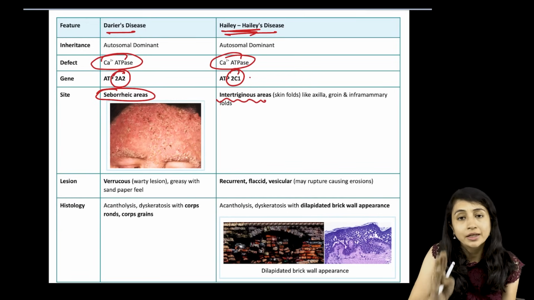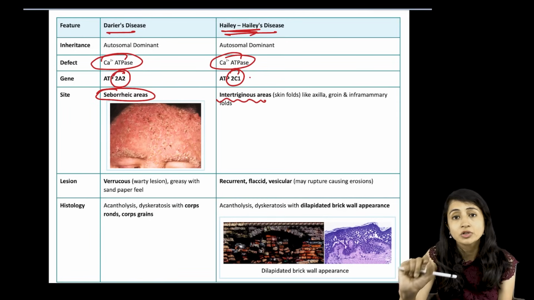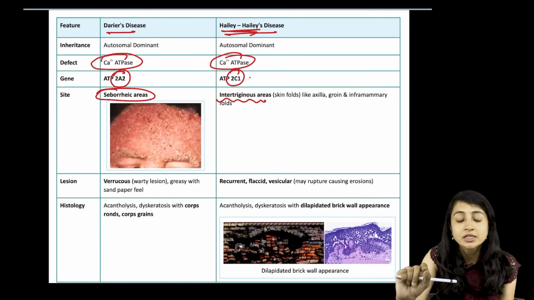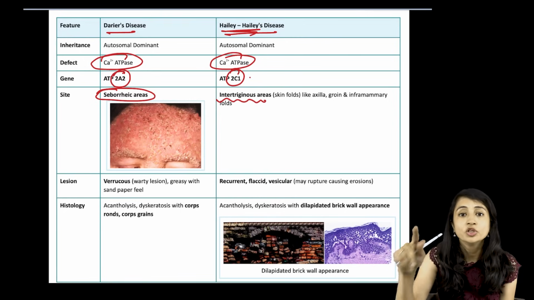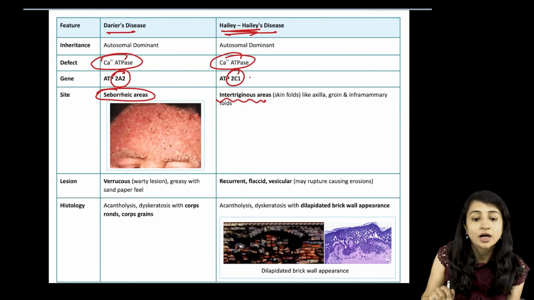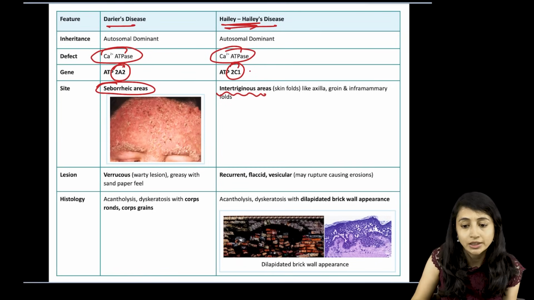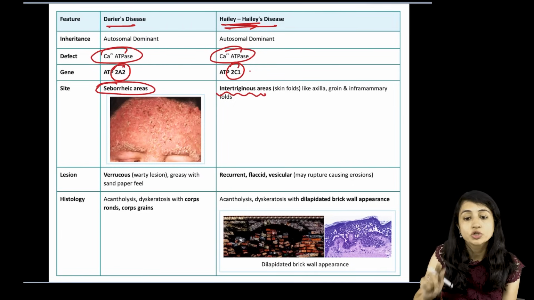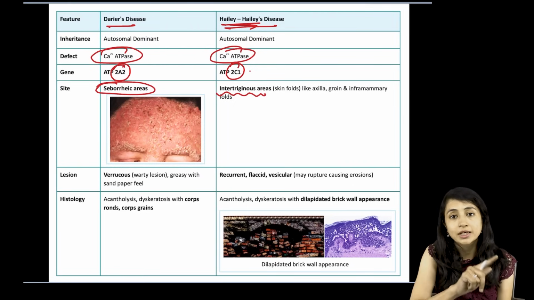So, clinically in Darier's disease, you will have seborrheic distribution and you will see warty verrucous-like lesions which are greasy, which gives you a sandpaper feel. Whereas in Hailey-Hailey, you have recurrent flaccid vesicular lesions, right? Now, histology is again something which is asked, especially for Hailey-Hailey. So when you do a histopathology for Hailey-Hailey, you see acantholysis, just like in pemphigus.